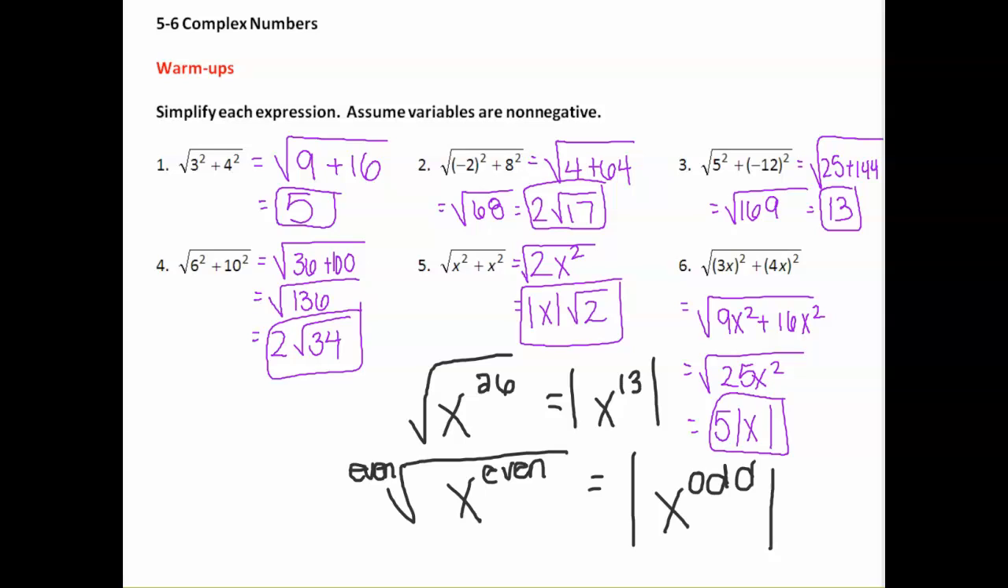Does that help you more? Is everybody else good with that too? I know that that's the most confusing part. I always call it the even, odd rule.